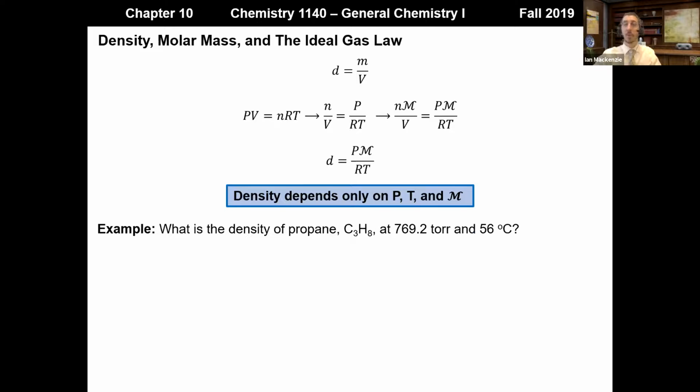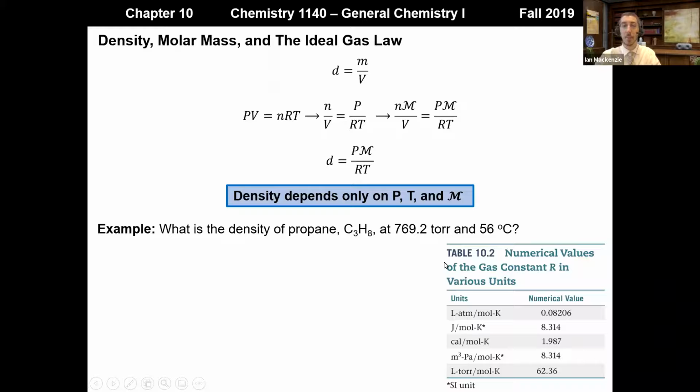So let's go through an example of this. What's the density of propane at 769.2 torr and 56 degrees Celsius? I'm given the pressure, I'm given a temperature, and I'm not given the molar mass, but I am given the chemical formula, so I can determine the molar mass simply by summing the atomic weights. So I know pressure, temperature, and molar mass, so I can solve for the density.